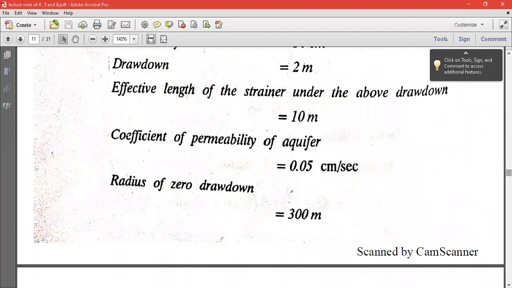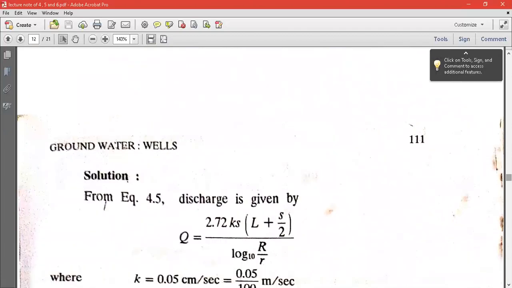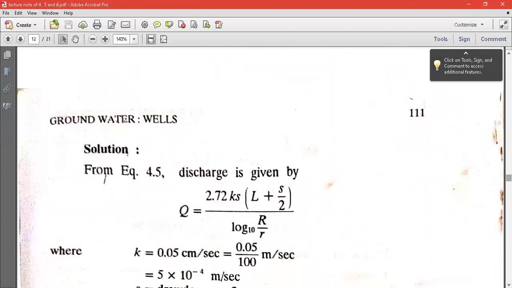So this is an example I am showing you for the unconfined aquifer. Again, the formula will apply in the unconfined aquifer, that is Q equal to 2.72 Ks into (L plus S by 2) divided by log 10 capital R by small r. What is the difference between the earlier problem and this problem?